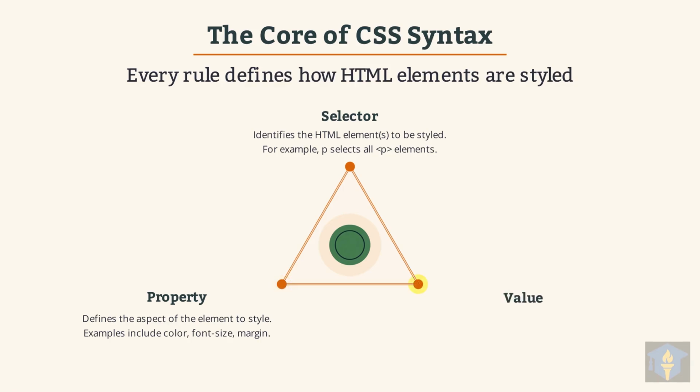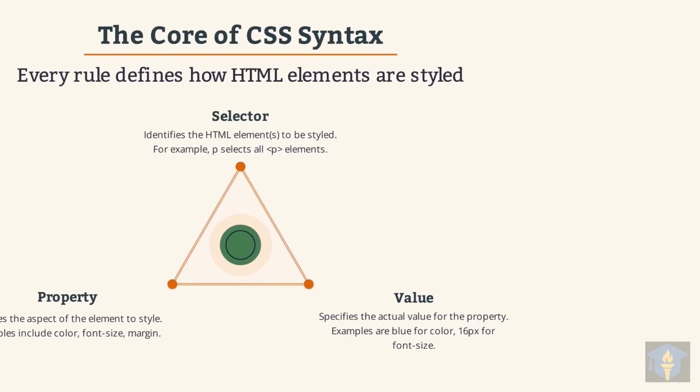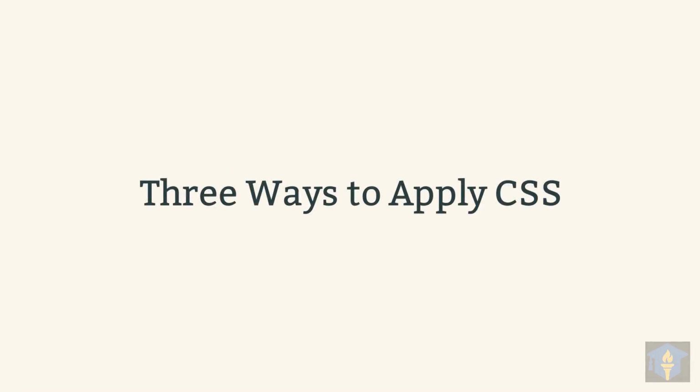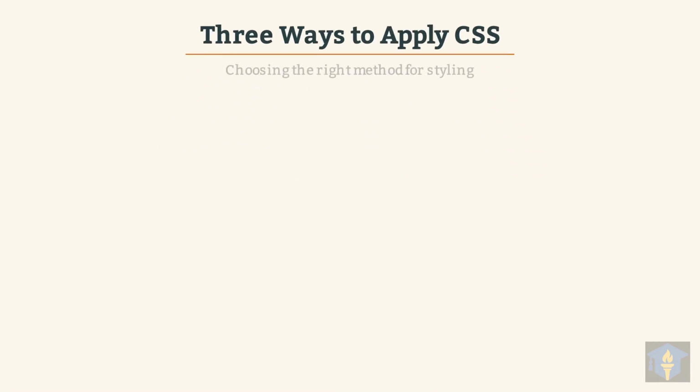Finally, we assign a value to each property, specifying the exact styling we desire. The value specifies the actual setting, like blue for color or 16 pixels for font size. There are 3 primary ways to apply CSS to your web pages, each with its own use case. Understanding these methods is key to choosing the most effective approach for your styling needs.